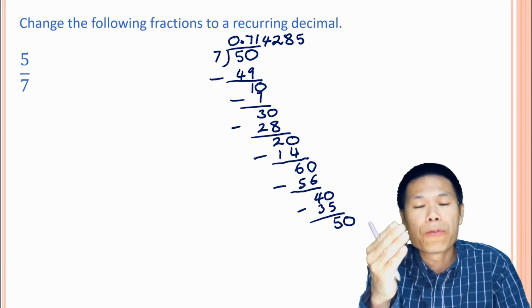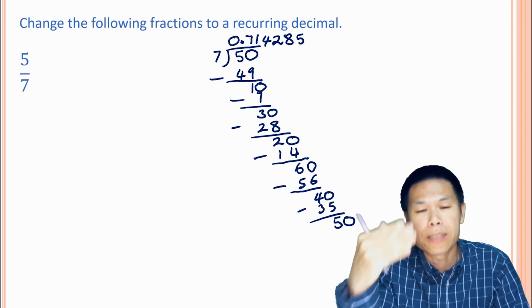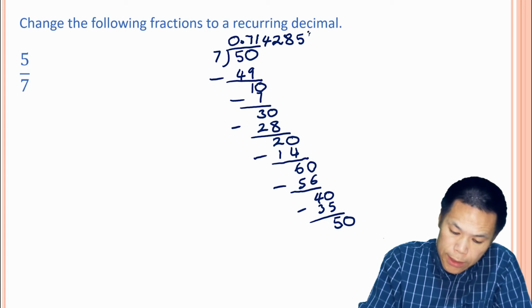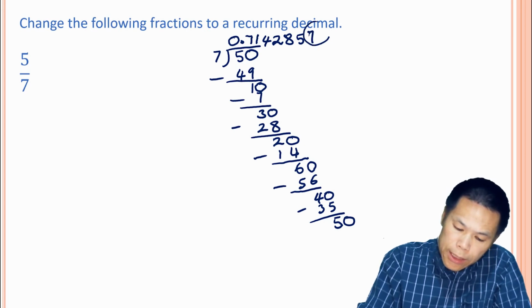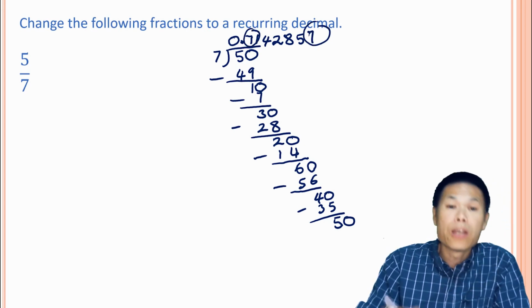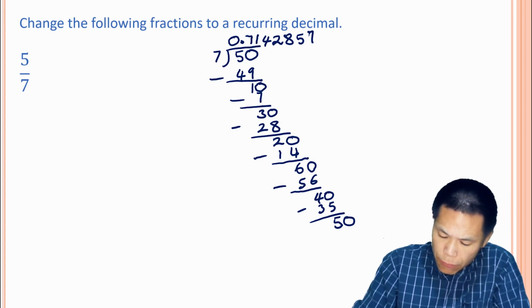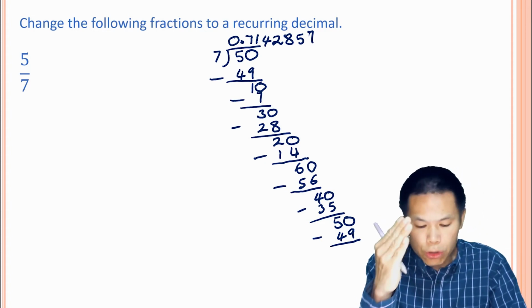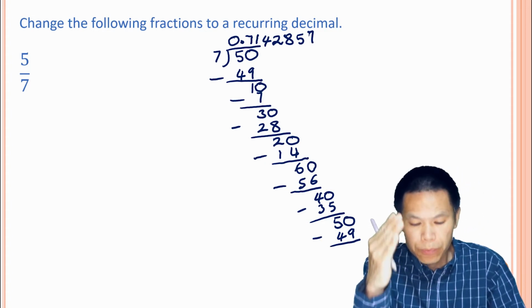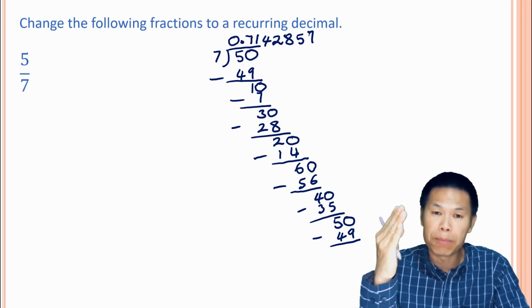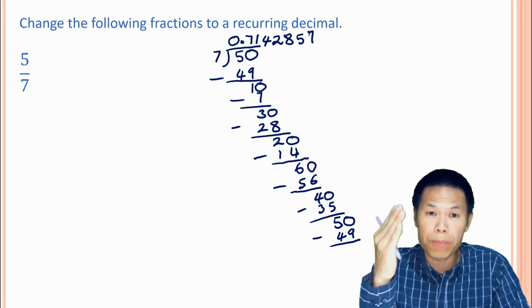Now 7 go to 50 is 7 times, because 7 times 7 is 49. So it's 7. And you can see the 7 here is actually repeating. So we just write this down first. So 49, because 7 times 7 is 49. So the answer should be 0.714285. And because the 7 is repeating, so we just stop there.